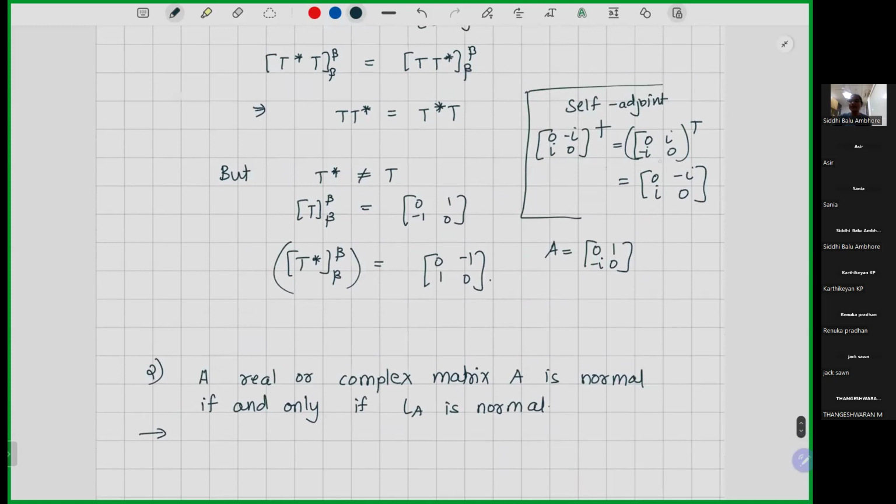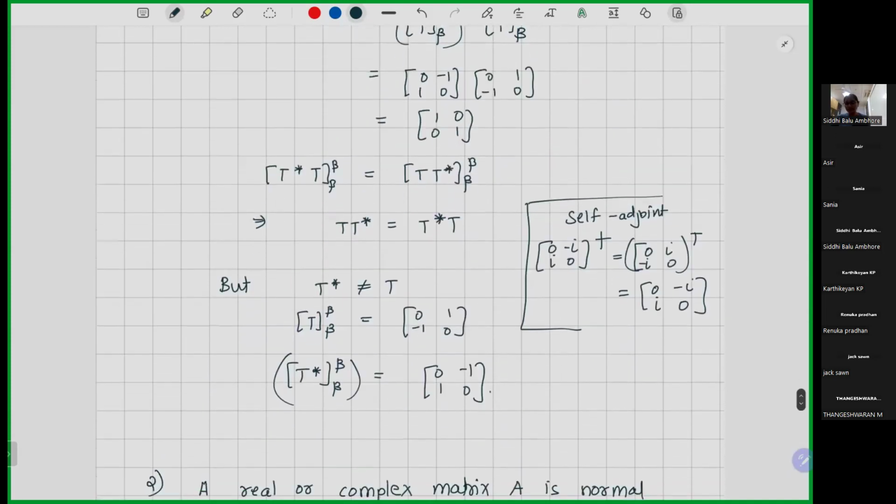But this, in fact, is a self-adjoint matrix, which I wrote here. So if you want to give a counterexample, yeah.